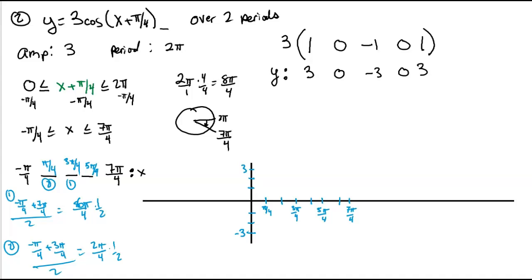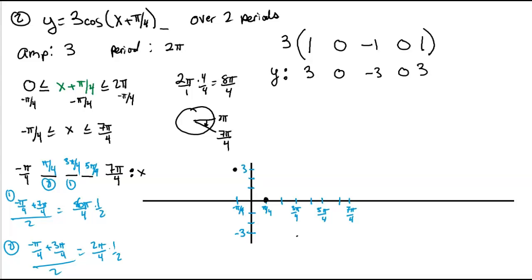And then I'll plot my points. Oh, and I forgot. I need to go one more because I've got negative. Forgot about my negative pi over 4. There we go. Okay, so negative pi over 4 is my first term. My first value is 3. So I'm going to make that connection right there. Pi over 4 will give me a 0.